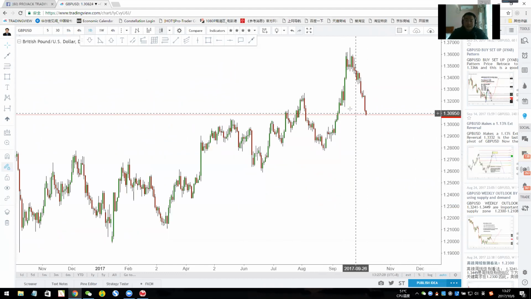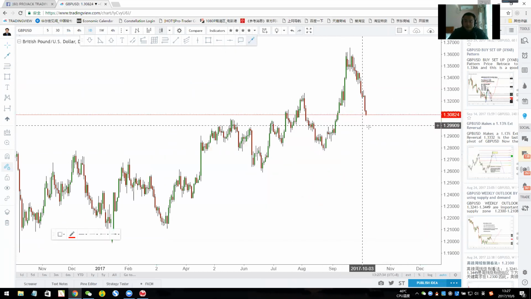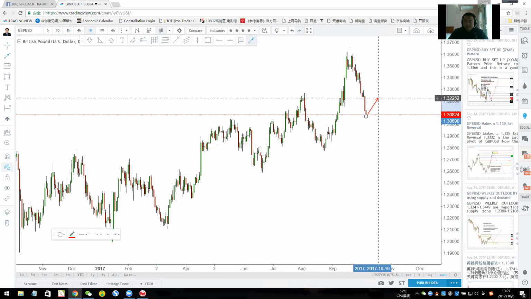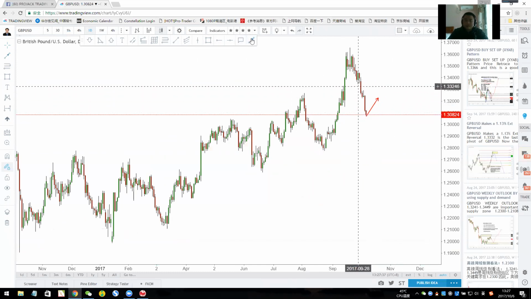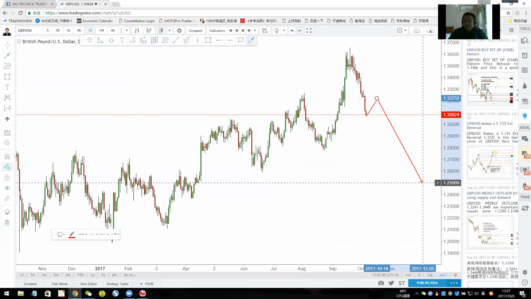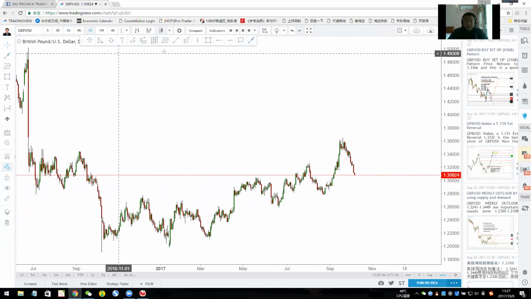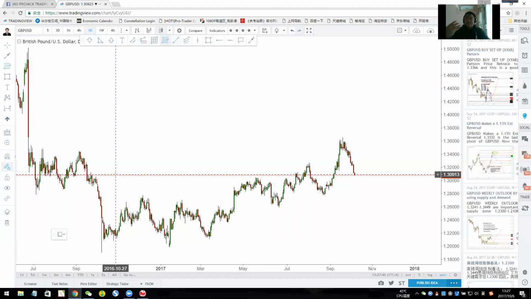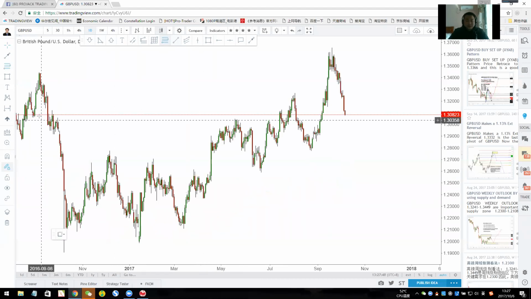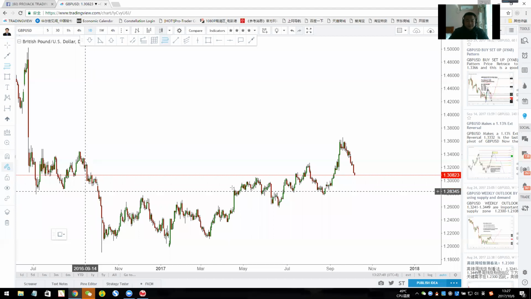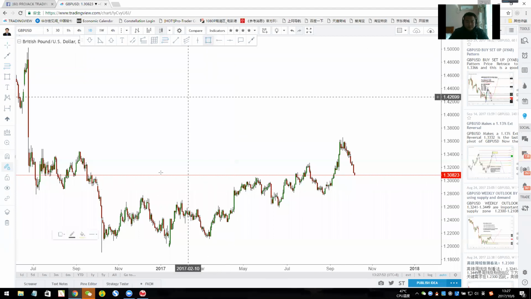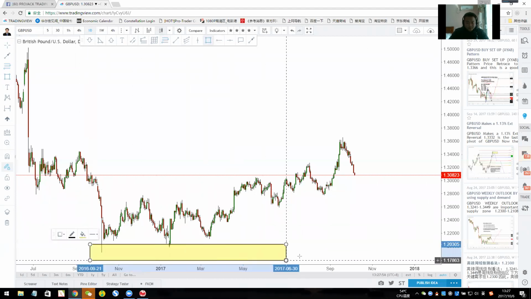Don't buy it, because if there is going to be a pullback or a bounce, it's just a bounce. It will eventually still go down. And my view for the sterling is, you need to see the big picture. Guys, do you see that this is a beautiful bottom here, at 1.20?